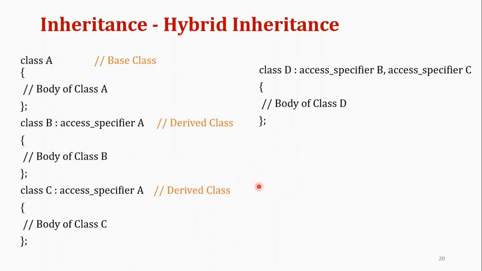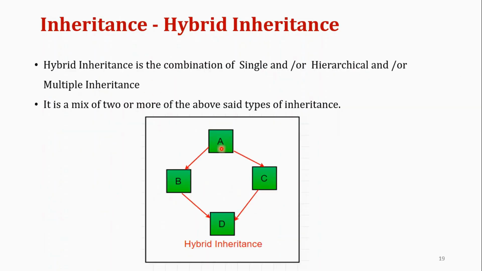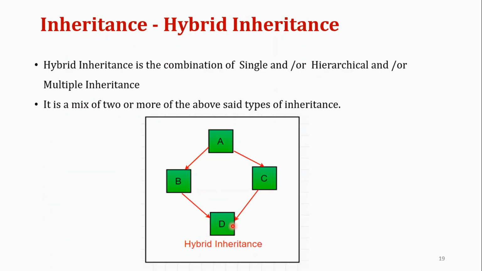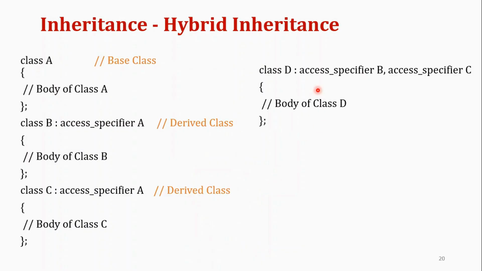Okay. So assuming the same example, class A is defined, classes B and C are derived from class A. So class B is derived from A, class C is derived from A, and class D is derived from B and C. Class D is derived from B, comma, C: multiple inheritance.